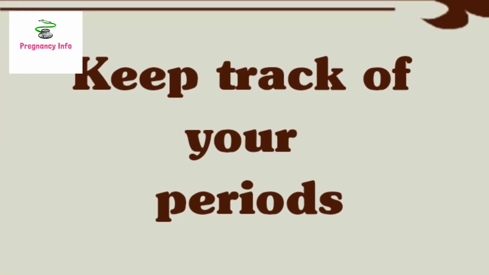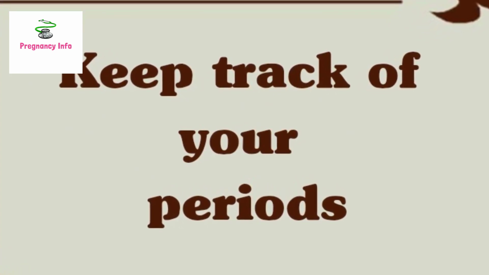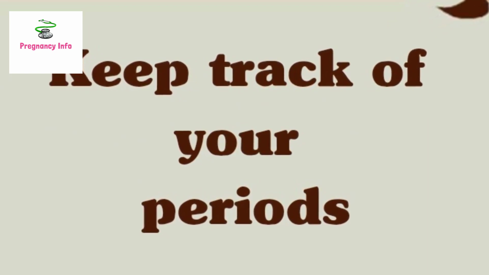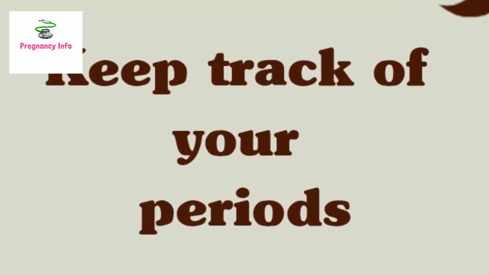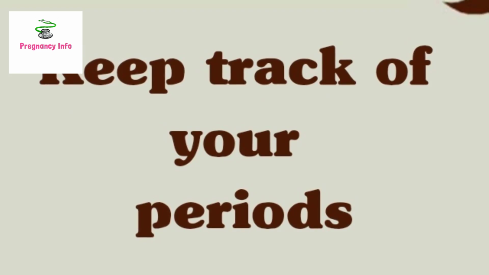You may need to do this for 3 or 4 months to get an accurate measurement of the length and irregularity of your cycle. The average menstrual cycle is 28 days long, but normal cycles can range from 23 to 35 days in length. And of course, cycles can vary in length from month to month.